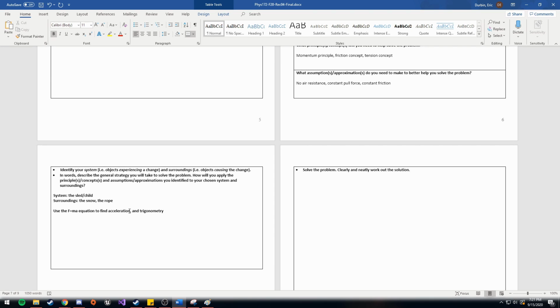So it's just force over mass, right? Force divided by mass is acceleration. Trigonometry 2.